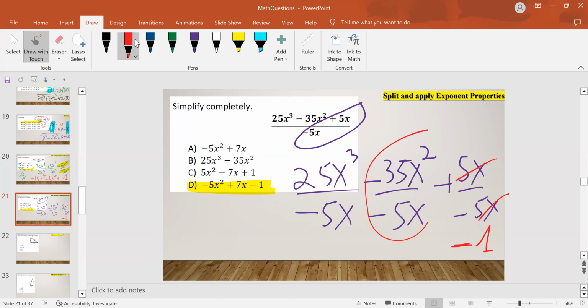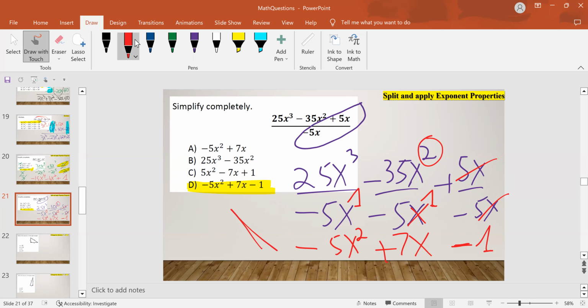Now, this side, we are doing negative 35 divided by negative 5, it's going to be positive 7 with x. Why? Because we have an x to the second power, and this x here has an invisible 1. So 2 minus 1 is 1, which is just x. And this side, you have 25 divided by negative 5, that gives you negative 5 with x to the second power. Again, this x here has an invisible 1, and 3 minus 1 is 2. Therefore, like we said, the correct choice is C.